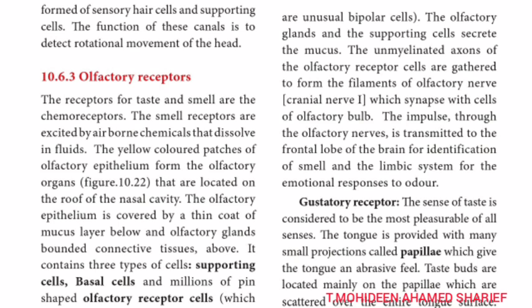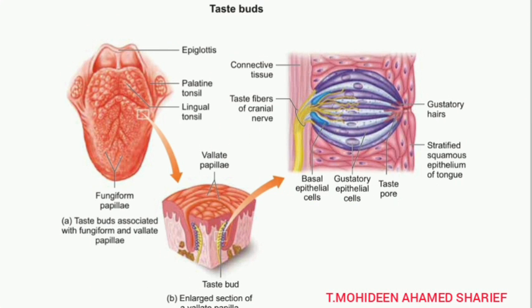The olfactory epithelium is covered by a thin coat of mucus layer below and olfactory glands bounded by connective tissues above. It contains 3 types of cells: supporting cells, basal cells, and millions of pin-shaped olfactory receptor cells. The olfactory glands and the supporting cells secrete the mucus. The unmyelinated axons of the olfactory receptor cells are gathered to form the filaments of the olfactory nerve, which synapse with cells of the olfactory bulb.